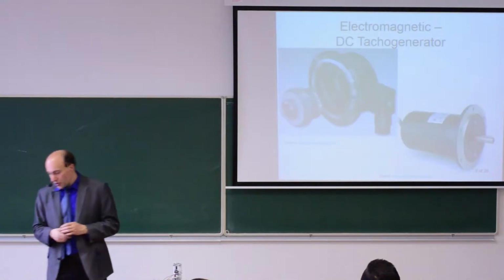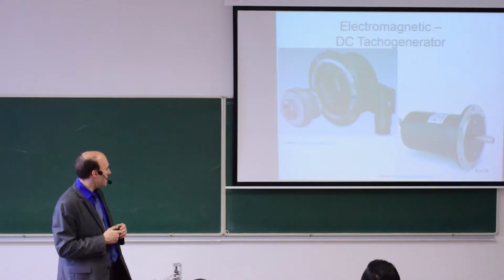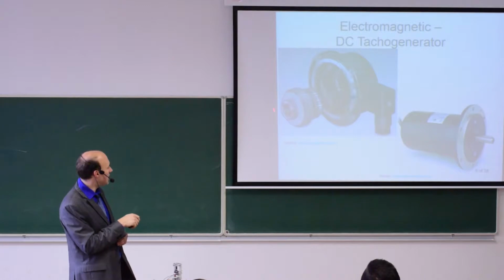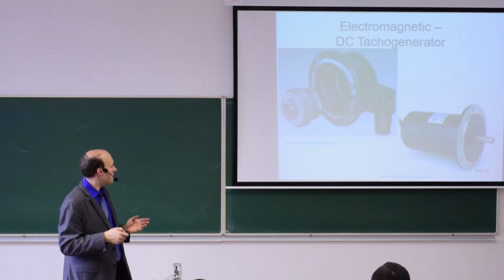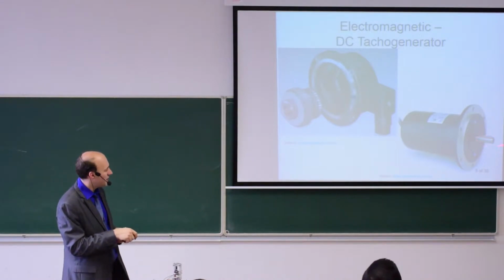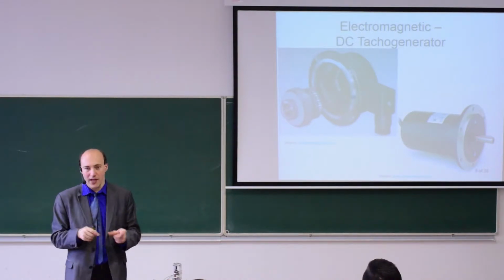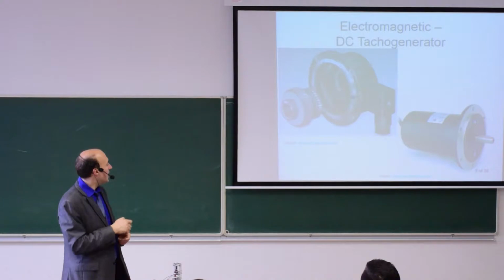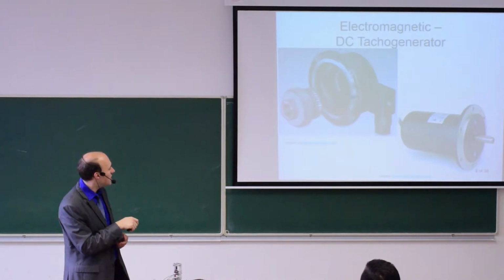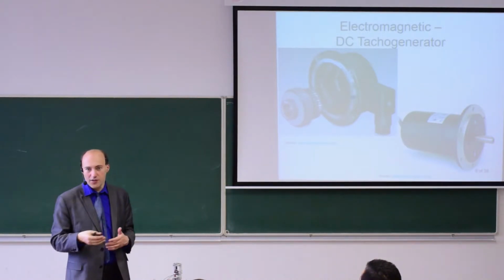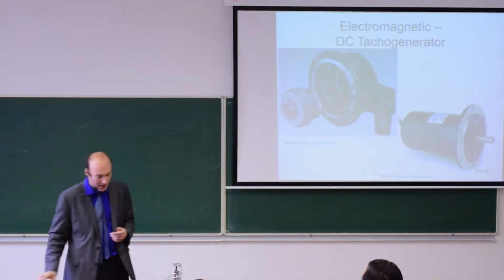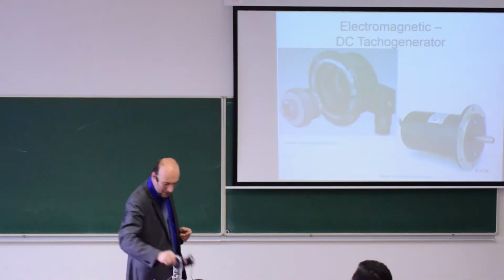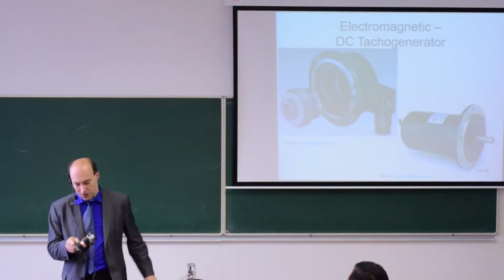This is the construction of the DC tachogenerator. So here you see that's the rotor, this is the stator. In some versions you have a shaft that you connect through a coupling to your application. In some versions, such as you see here, you don't have the shaft and you mount it directly in the machine that you are designing. I have here an example of such a DC tachogenerator.